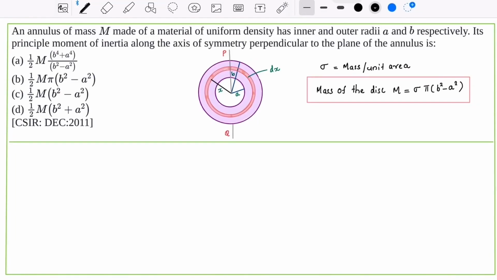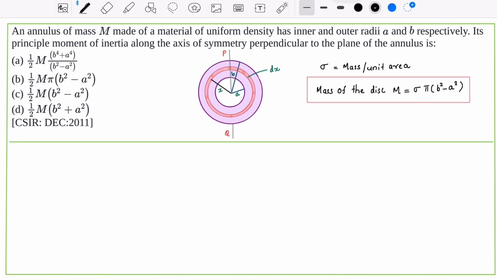Problem 157, Classical Mechanics. The question is, an annulus of mass m made of a material of uniform density has inner and outer radii a and b respectively. Its principal moment of inertia along the axis of symmetry perpendicular to the plane of the annulus is.